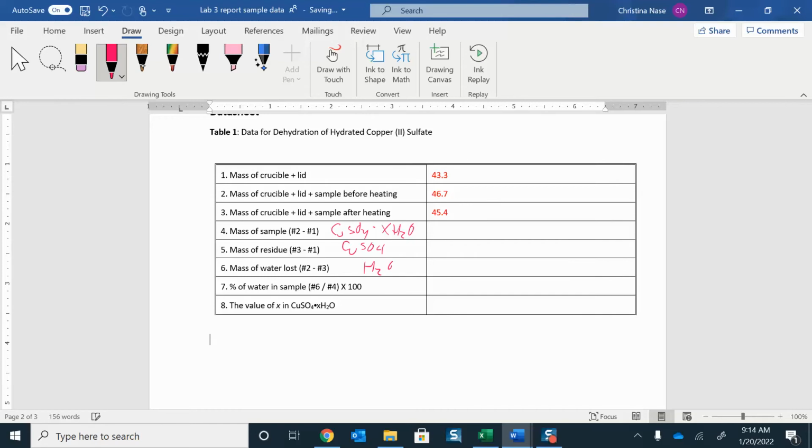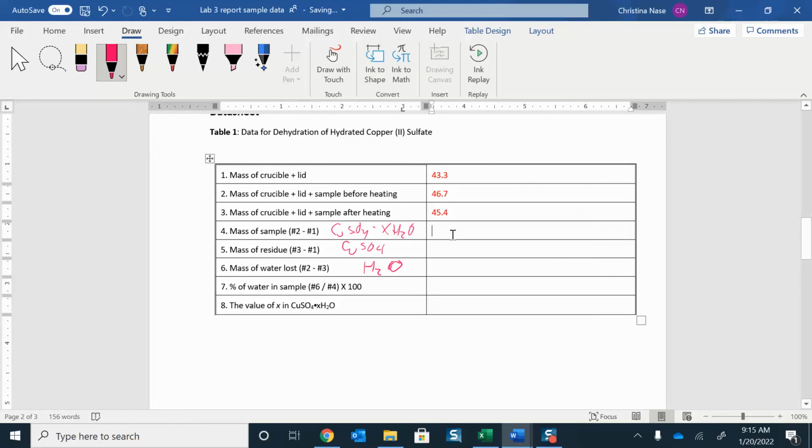So if I added up 5 and 6, that has to equal what's in row 4. So this is the copper sulfate with the water. This is just the copper sulfate, that's like after I heat it up, what do I have left? And then this is just the water. So residue is just the copper sulfate without the water. The sample is the copper sulfate and the water.